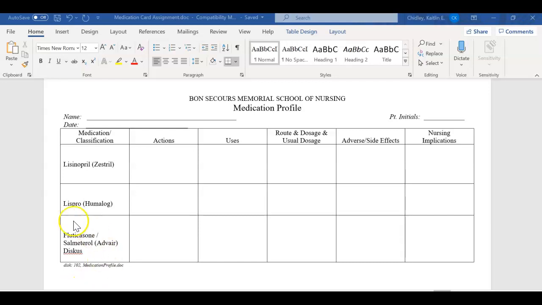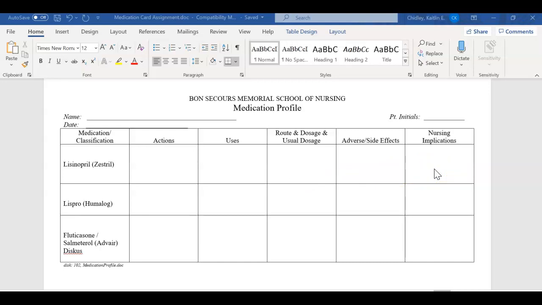So there are a couple reasons why we're having you do this assignment. For the immediate, we're having you do it to help you review the medications that you will be giving during your simulation with Mr. Smith. And for more of a long-term thing, we are giving you this assignment to help you get used to creating drug cards, writing out this information about medications, because starting in Junior 1, you will be asked to do this.